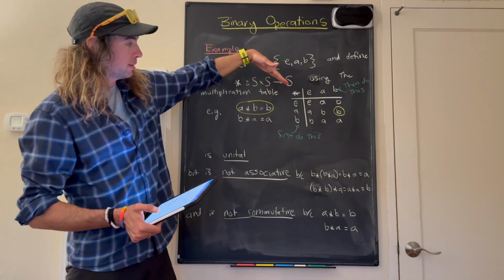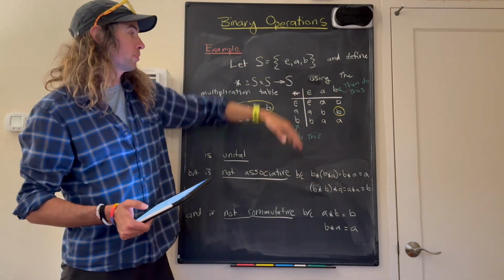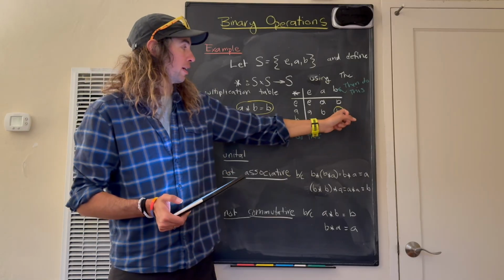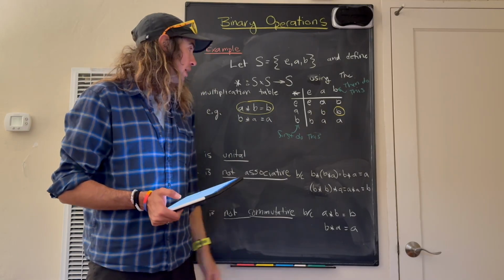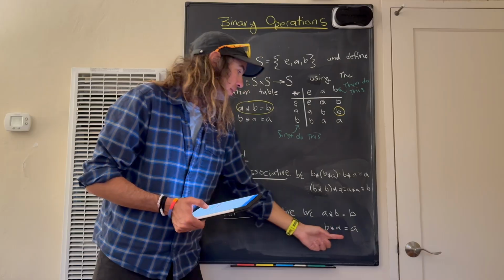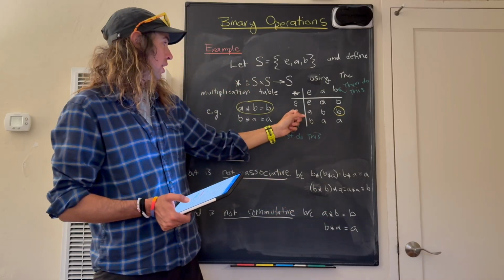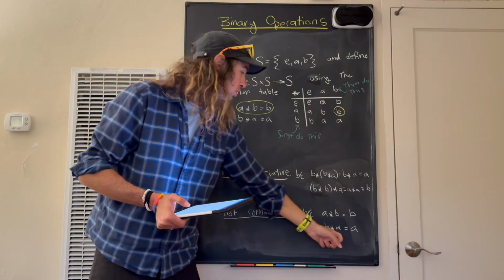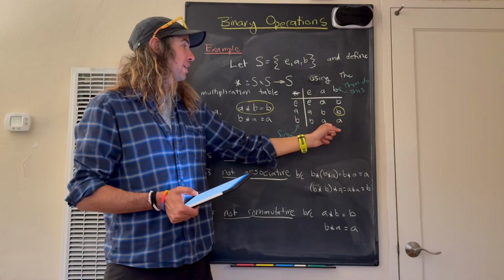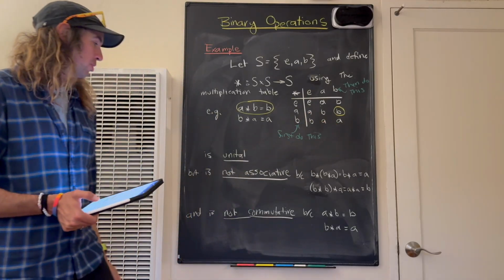And it's not commutative, for the exact same reason. Commutativity would mean that it's symmetric across the diagonal, but it's not. I have A here and I have B here, and that's exactly what these examples show. A star B is B, but B star A is A. So it's not commutative either.